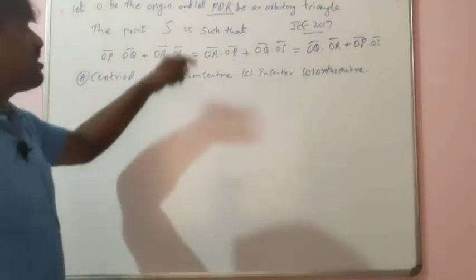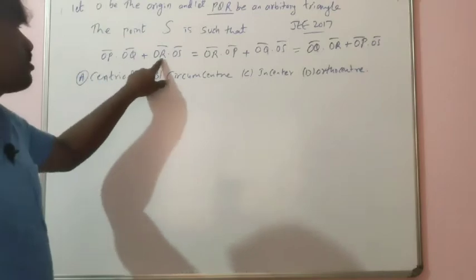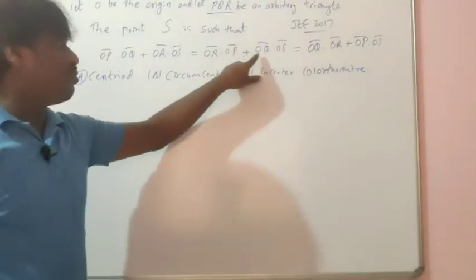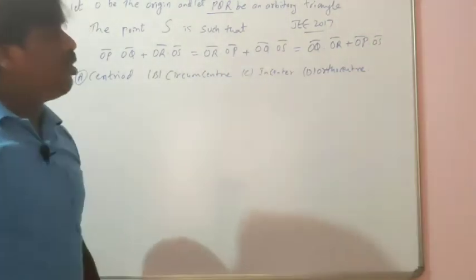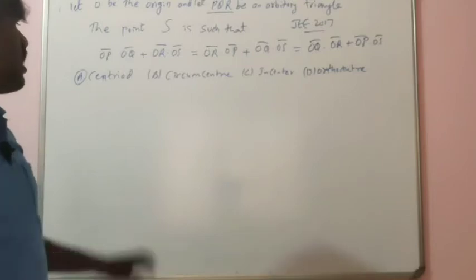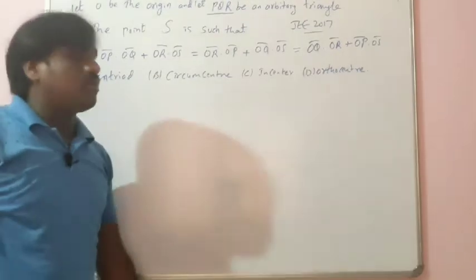The point S is such that OP dot OQ plus OR dot OS is equal to OR dot OP plus OQ dot OS is equal to OQ dot OR plus OP dot OS. And then which point is S forming? Is it centroid, circumcenter, incenter, or orthocenter?